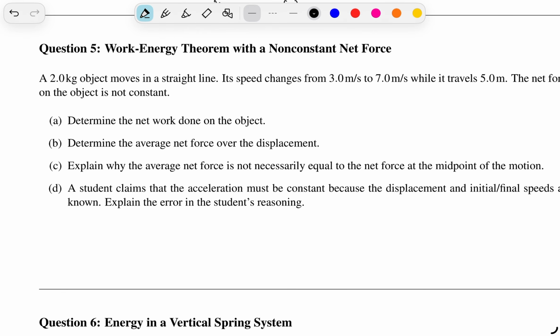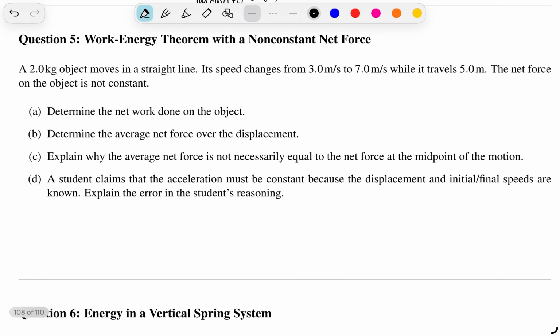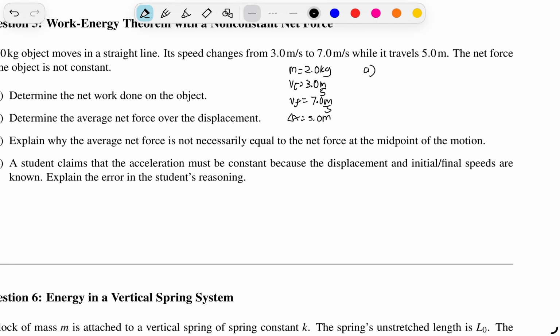So we have a 2.0 kilogram object that is moving in a straight line. Its speed changes from 3.0 meters per second to 7.0 meters per second while it travels 5.0 meters. The net force on the object is not going to be constant. Let's write down what we have. So we're gonna use the work energy theorem, which says that the net work is equal to delta K.